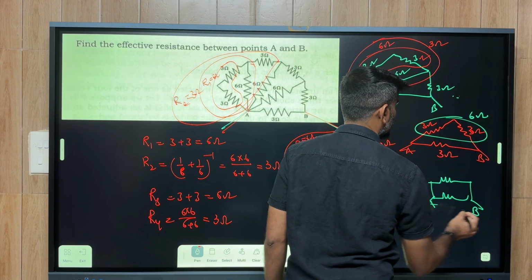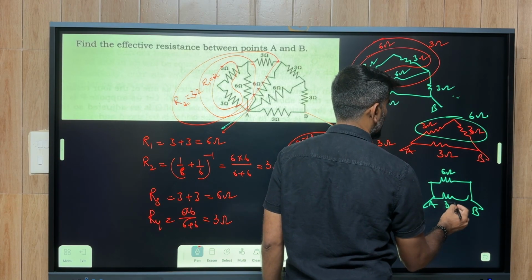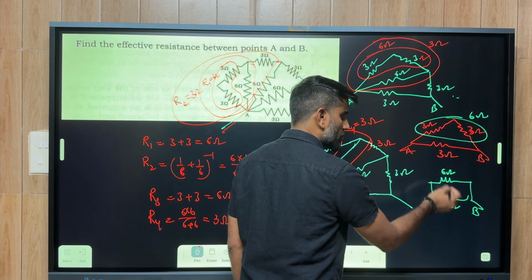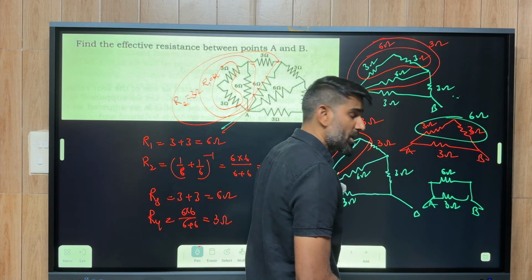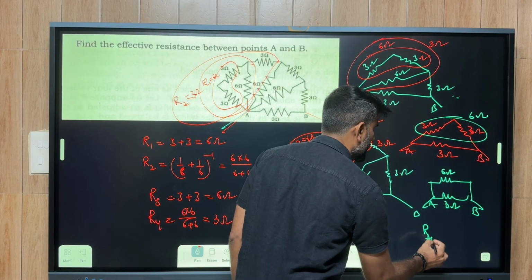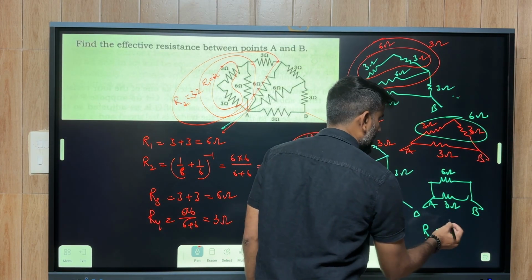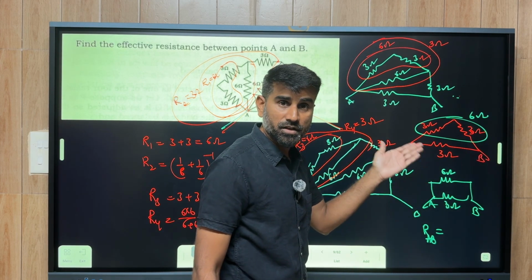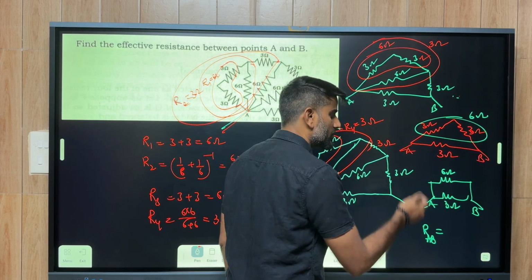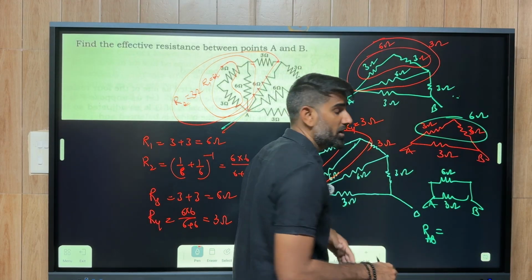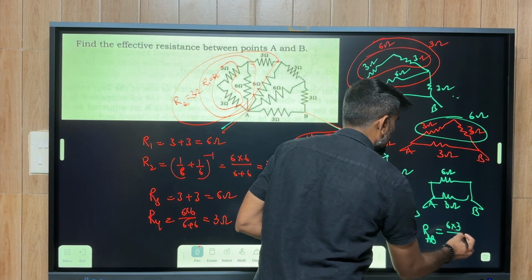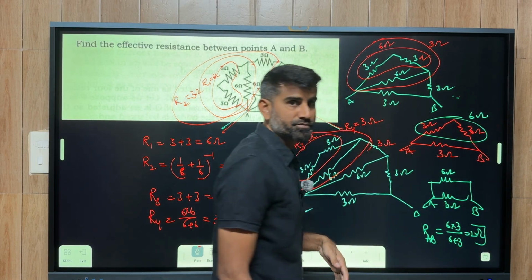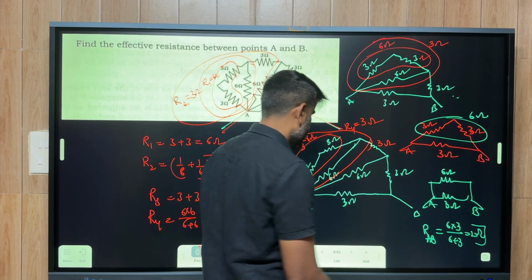This is A, this is B: 6 ohms, 3 ohms, 6 ohms, 3 ohms. As these two are connected in parallel, the equivalent resistance between A and B is equal to R1 R2 by R1 plus R2. That is 1 by 3 plus 1 by 6 whole inverse. If you simplify it, you will get 6 into 3 by 6 plus 3, which is 18 by 9, which is equal to 2 ohms.